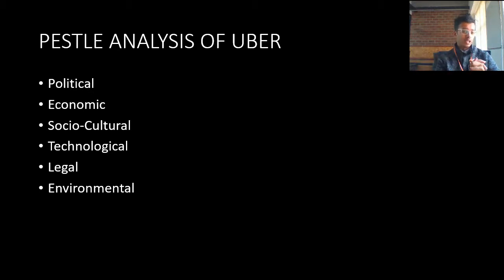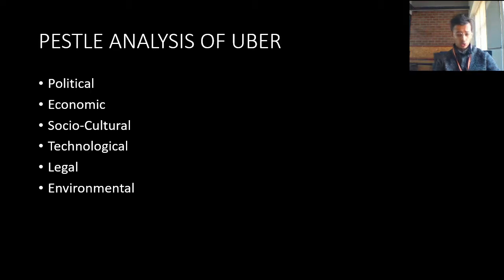So these are some things that must be looked into. Finally comes environmental factors, making sure that the vehicles pass their particular tests to make sure that the emissions are in the right amount and it's not emitting way too much carbon and so on. So all of these are certain factors that a company like Uber may go through.